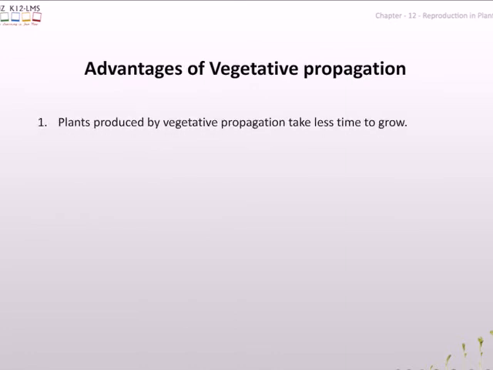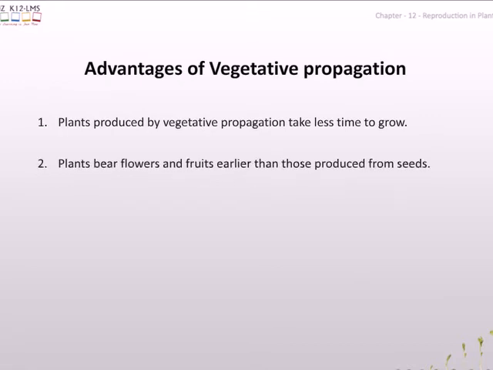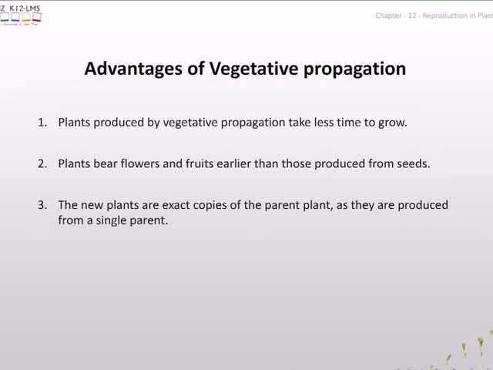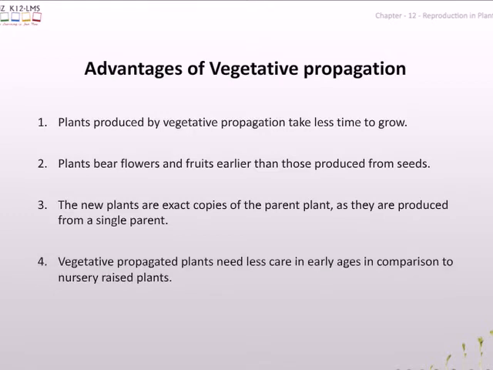Advantages of vegetative propagation. Plants produced by vegetative propagation take less time to grow. Plants bear flowers and fruits earlier than those produced from seeds. The new plants are exact copies of the parent plant, as they are produced from a single parent. Vegetative propagated plants need less care in early ages in comparison to nursery-raised plants.